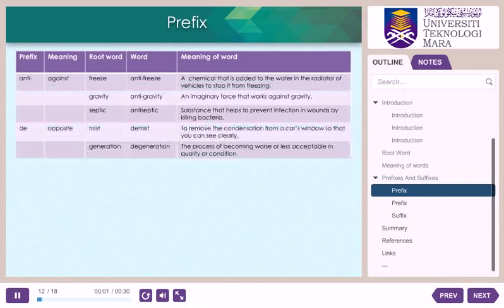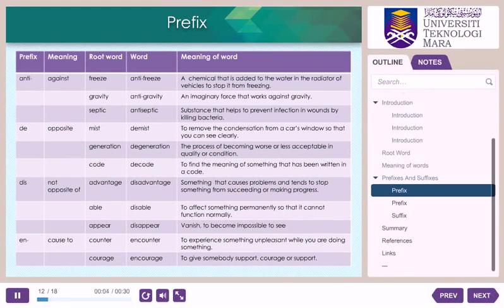Here are examples of some prefixes used in the Malaysian context and how it affects the meaning of root words. Notice how the meaning of a root word changes when a prefix is added. Read through the table and you would be amazed as to how a root word changes in meaning with the addition of prefixes.